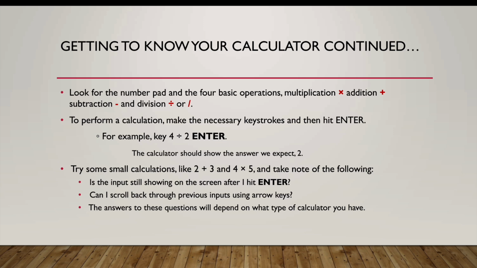The first thing you should look for on your calculator is the number pad and the four basic operations: multiplication with an X, addition with a plus, subtraction, which has a minus sign, and division, which can be done with either a division symbol or a /. To perform a calculation, you'll make the necessary keystrokes and hit enter. For example, on your calculator, key in 4 divided by 2 and hit enter. You should get the answer 2, which is what we expect.